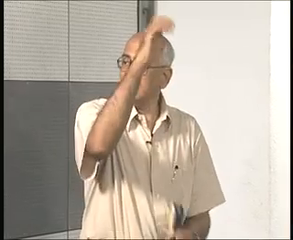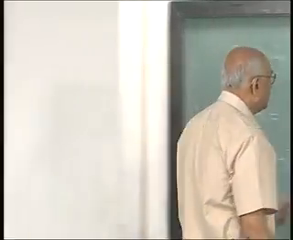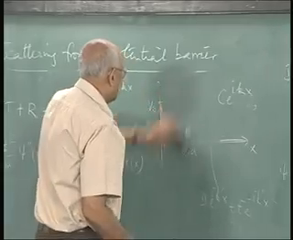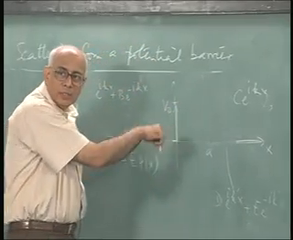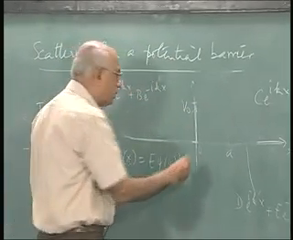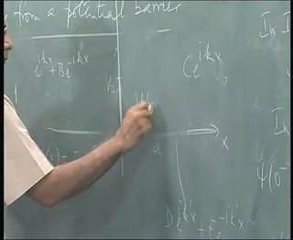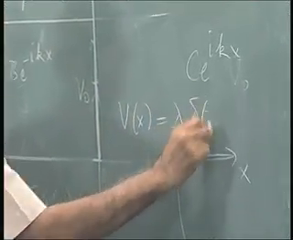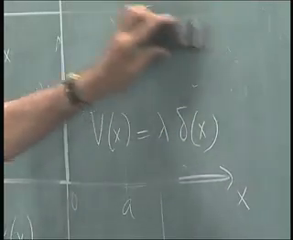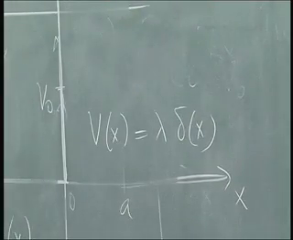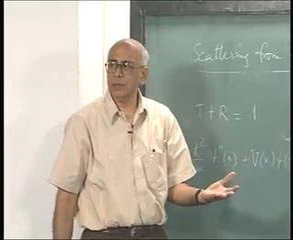What if I made A go to 0 and increased the height V0 of this barrier such that the product remains finite? You got a delta function. What would happen then? So I have a barrier. We did the problem of a bound state in a delta function. It was a negative delta function, but now I got a delta function barrier. So V of x equals plus lambda delta of x. What would the answer be now? Would there be a transmission coefficient?